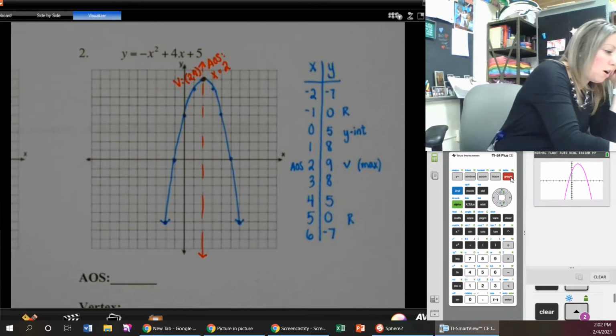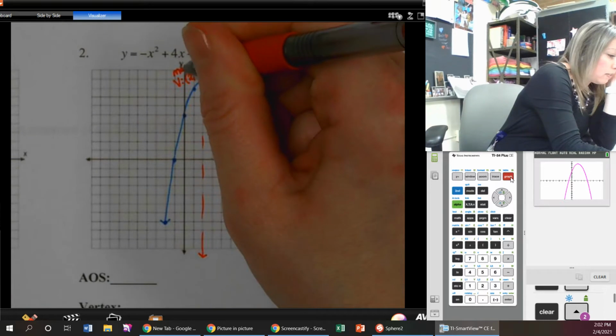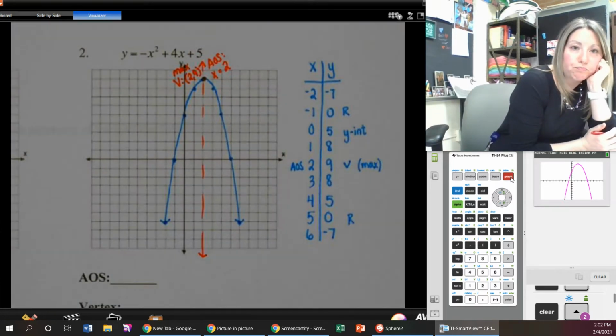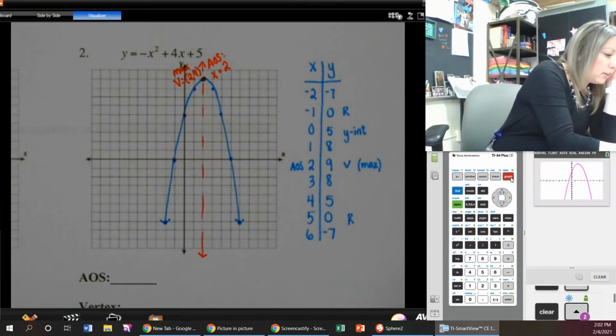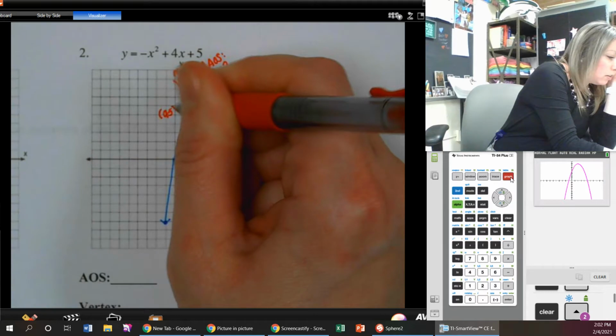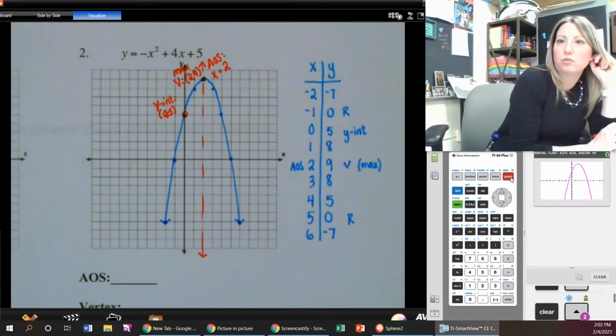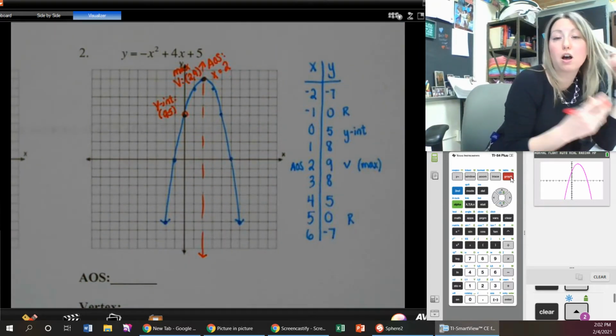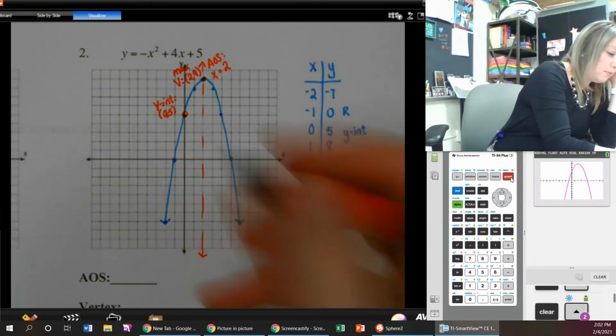It is also a max, so I am going to write that on here just in case, because it does say, yep, label maximum or minimum. Okay, and then I'm going to label the y-intercept, which is (0, 5). That's my y-int. It didn't explicitly ask for that in the directions, but I might as well. That's a piece that we've talked about throughout this middle of the chapter.